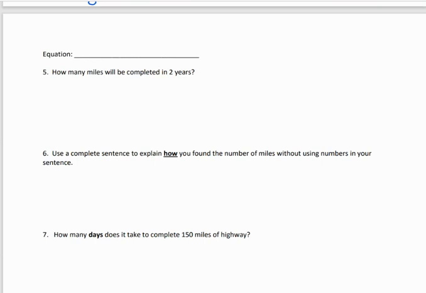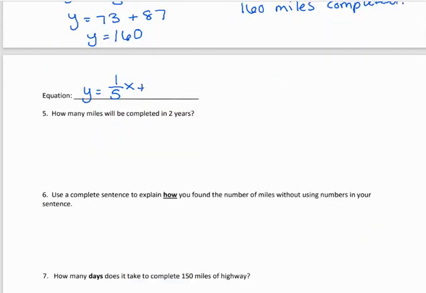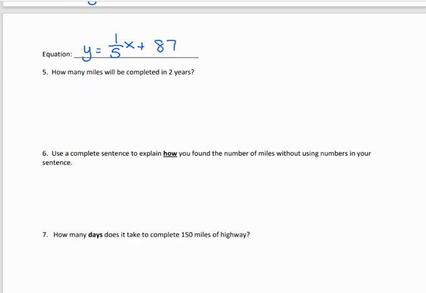Let's just first start by recalling our equation so we don't have to keep flipping back and forth. So we have y equals 1/5 x plus 87. So number 5, we're going to continue with this same sort of method. How many miles will be completed in 2 years? So we're still looking for miles. So we don't know y, so we'll have y equals.